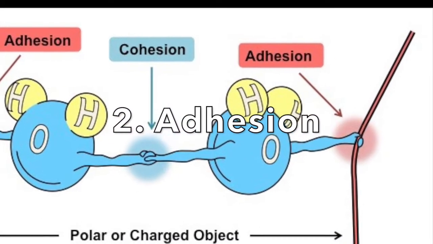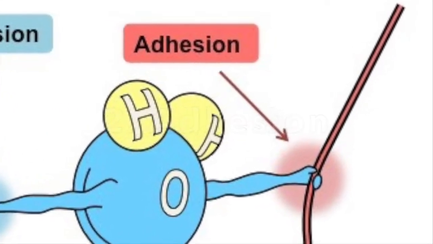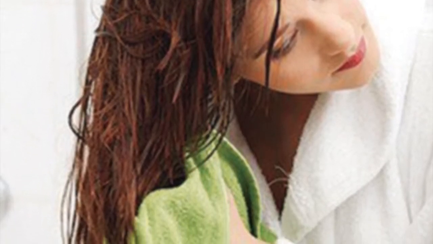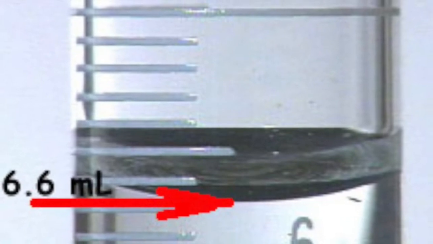Adhesion, on the other hand, is where water molecules are attracted to other polar substances. It's why your hair stays wet for a while after washing it. It's also why we measure graduated cylinders from the meniscus, because water climbs up the sides of the tube.